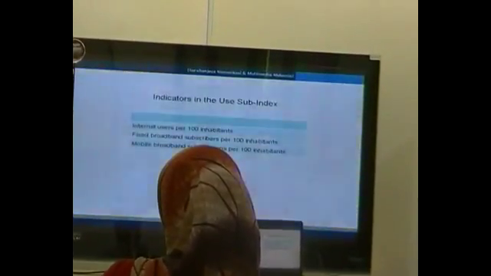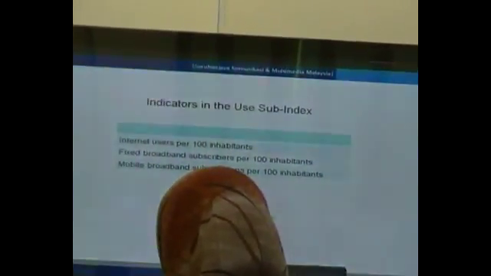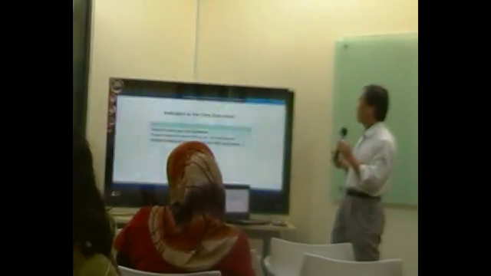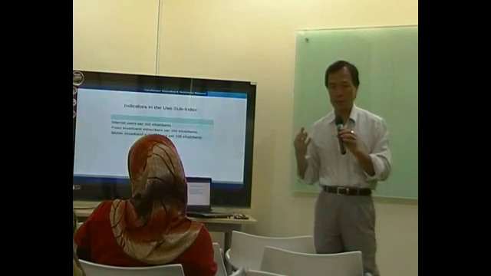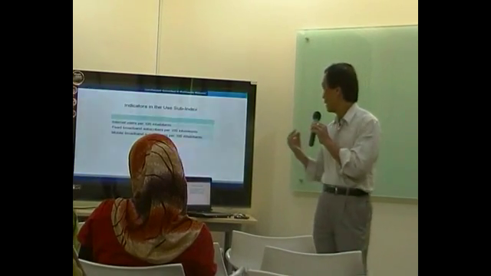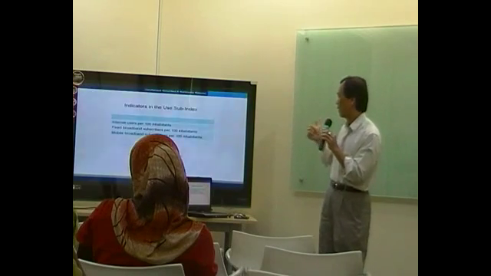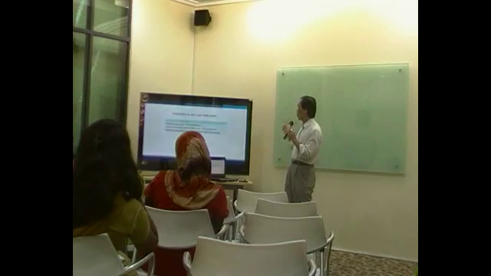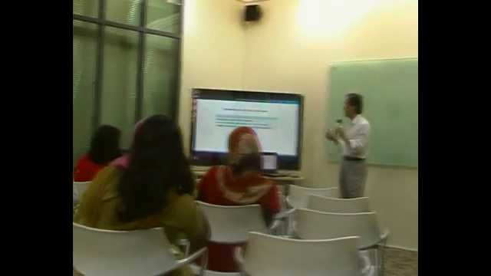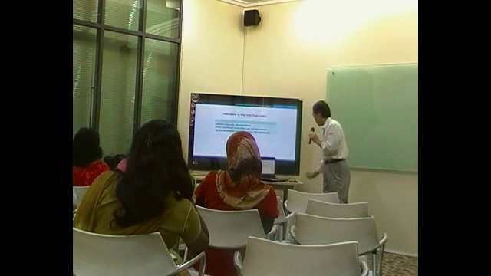The next one is use. Okay, how you use the infra and the services. All right, there are 3 variables here, or 3 indicators, namely internet users per 100 inhabitants, all right, fixed broadband subscribers per 100 inhabitants, and mobile broadband subscriptions per 100 inhabitants. Okay, I think this is also quite reasonable.